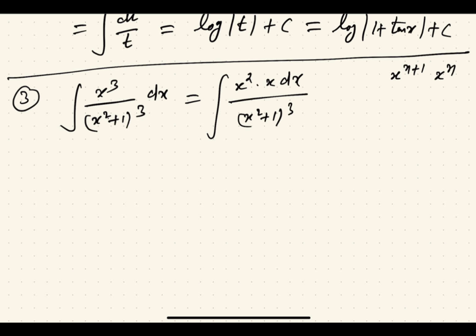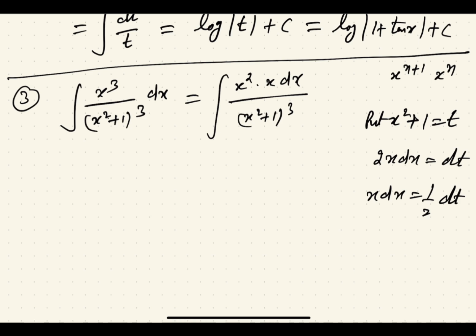I'll put x square plus 1 equal to t. If there is a constant, put that as well, that will help you in the question. The derivative will be 2x dx equal to dt, and x dx equal to 1 over 2 dt. Now replace, you still have to find x square only, because you have x square only.